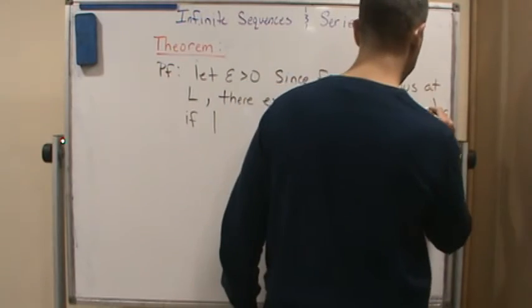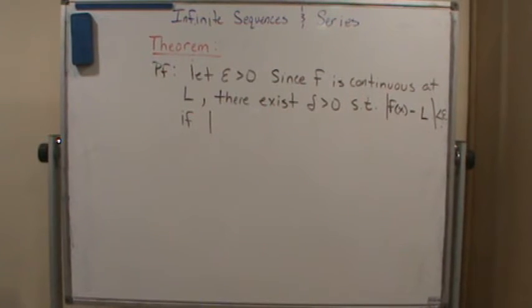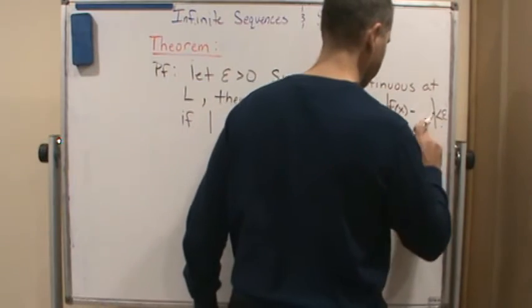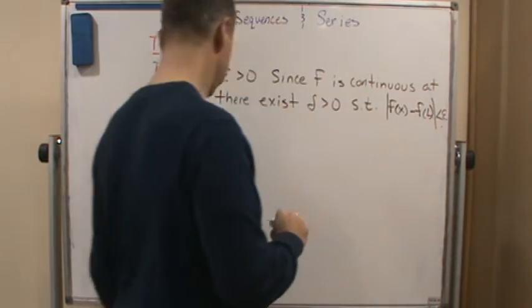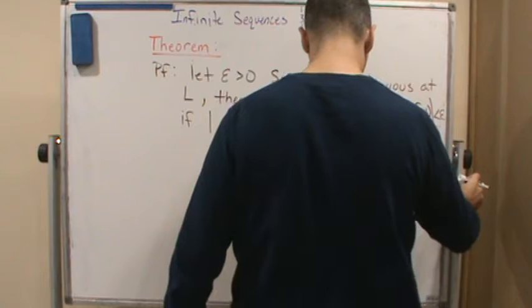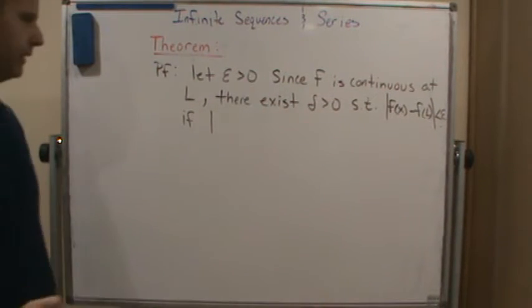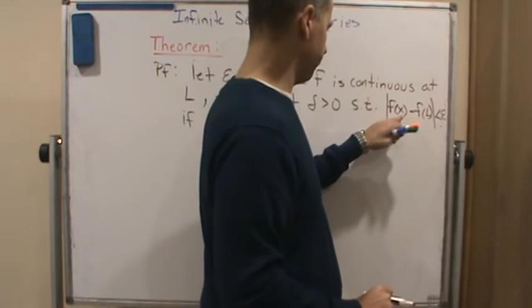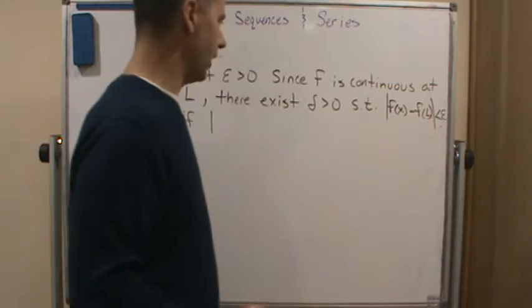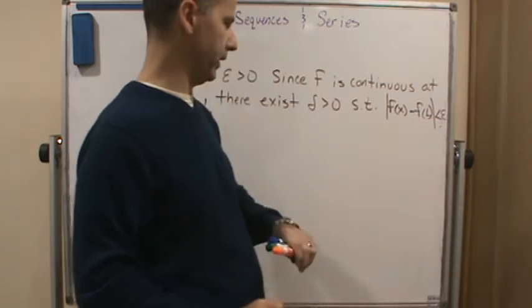No, that's right. So, oops. f of L. Yeah, I think that's right. Because we're talking about the distance between the two functions evaluated at L. Because we're assuming that it's continuous at L, so we can evaluate it at L.